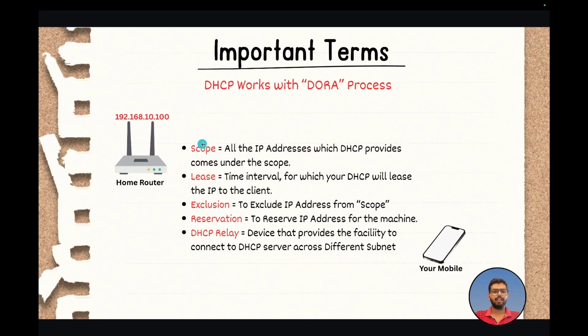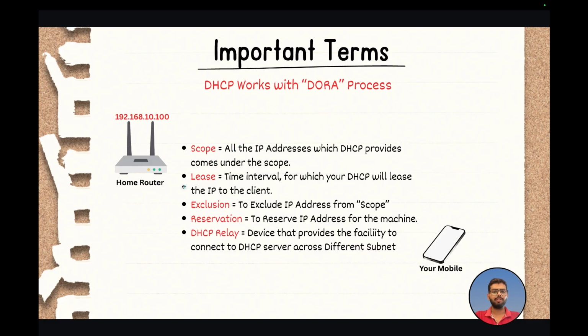Now let's say your home router has a subnet with this particular IP address, 192.168.10.100/24. So it can only assign the IP addresses that fall under the subnet 192.168.10.0/24. So that is called the scope of the DHCP server. Scope actually defines the boundary or limit, that this device can give IP addresses to this many number of devices. So that is the scope.